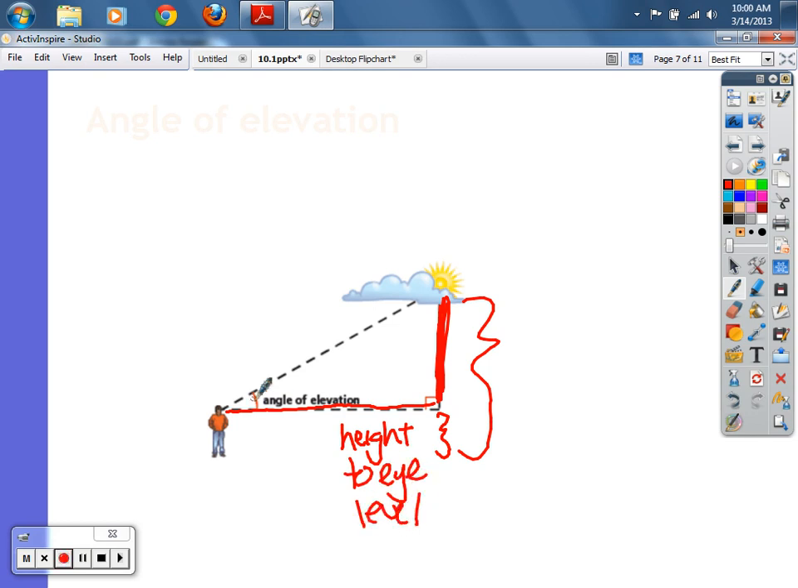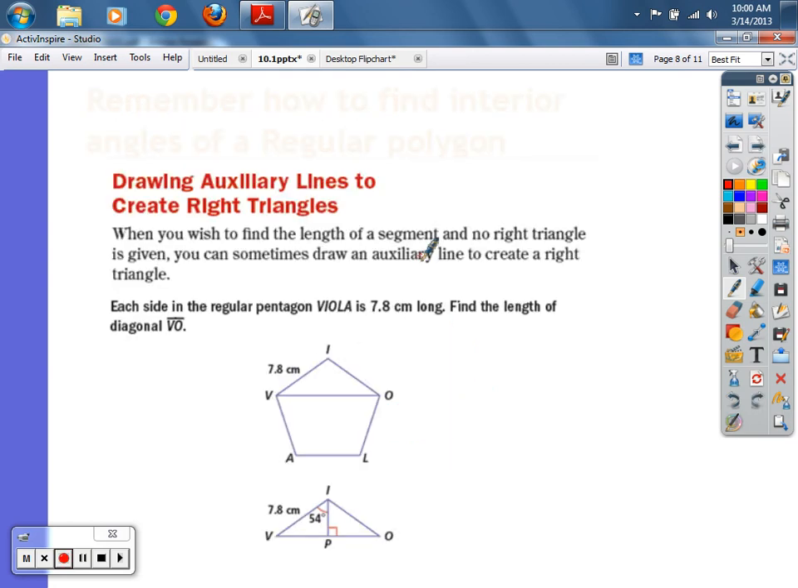Okay? Angle of elevation will be this angle from eyesight to whatever you're looking at. Another thing you're going to have to keep in mind is we're going to draw auxiliary lines to create right triangles. Sometimes you're not given a right triangle, but we can draw one in. So here, they said each side in the regular polygon viola is 7.8 centimeters. Find the length of the diagonal, VO.